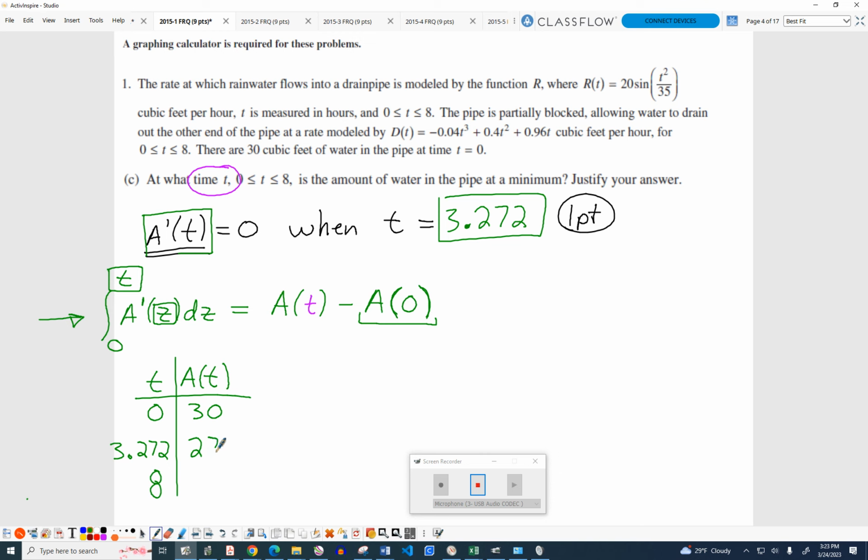27.965. Keep going, Anna. And then 48.544.